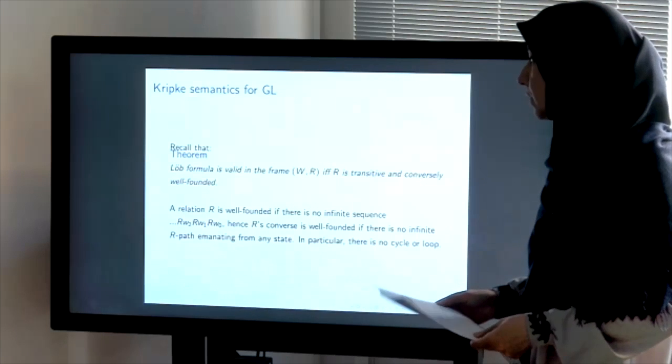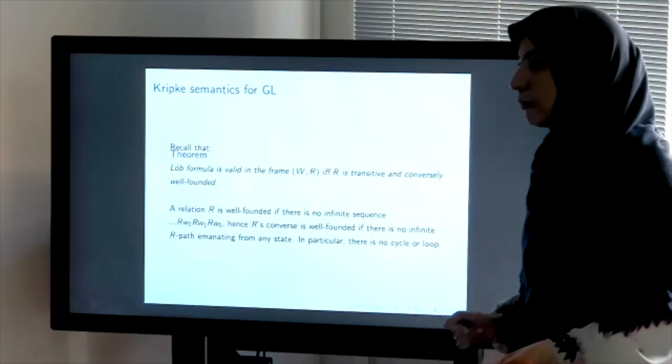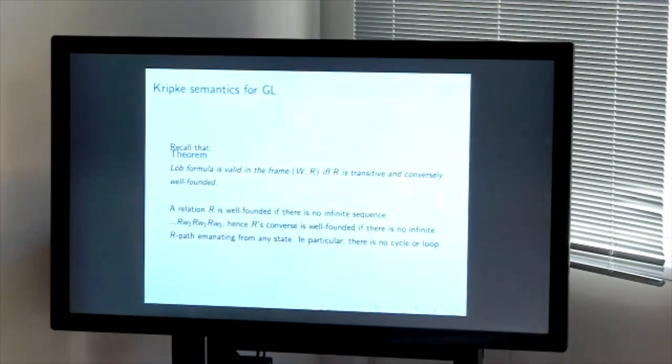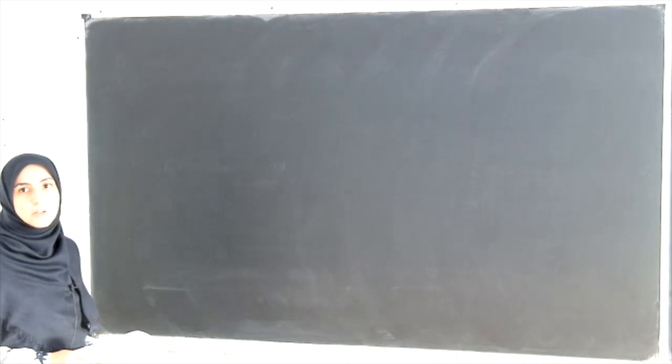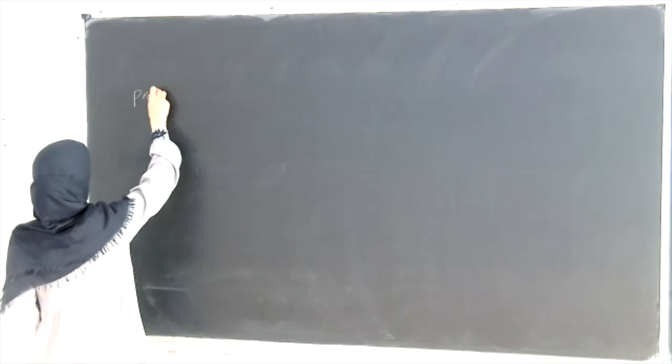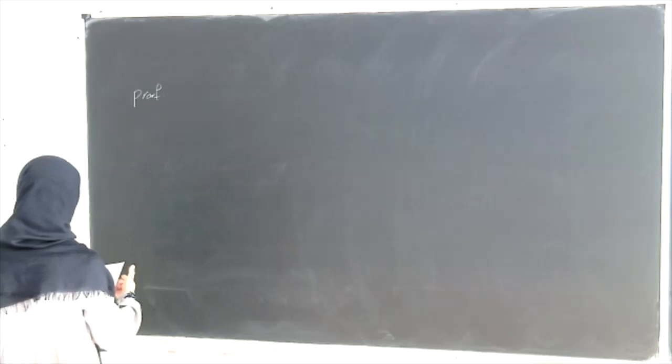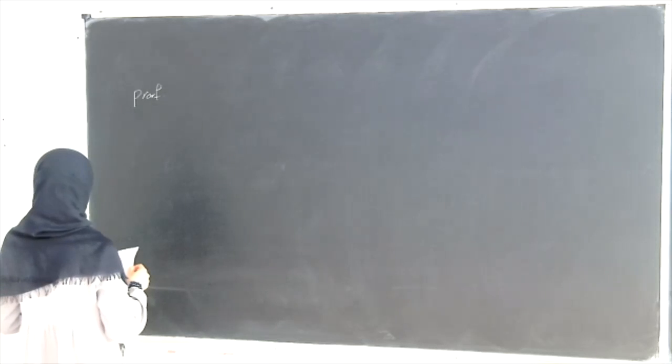In the first session, we didn't have enough time to give the proof of that, but I think today we can give a proof for that. I want to show that the Löb formula defines the class of transitive and conversely well-founded frames. So first assume that F is transitive and conversely well-founded.